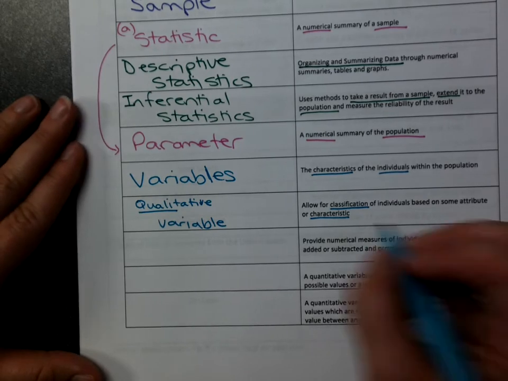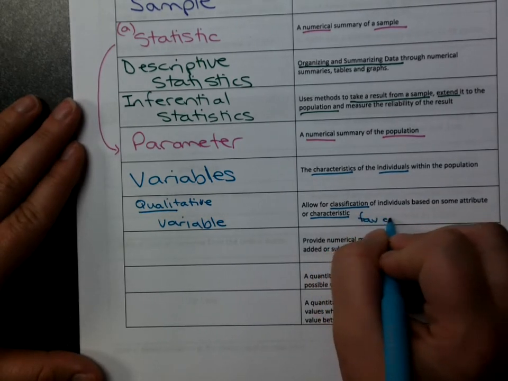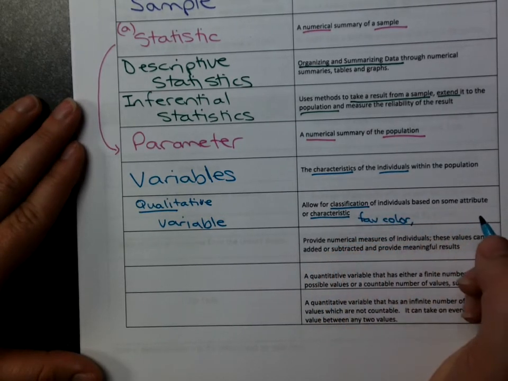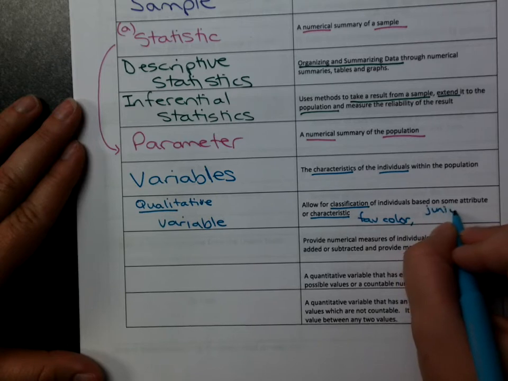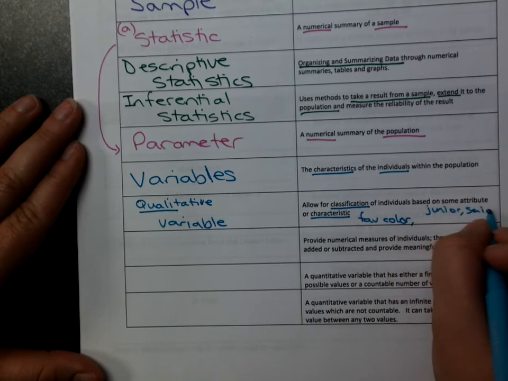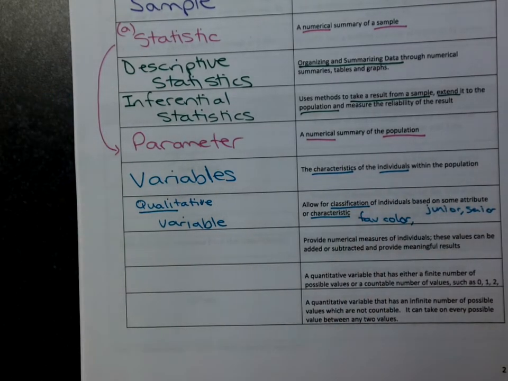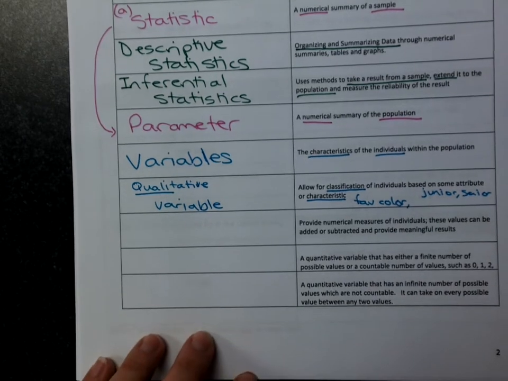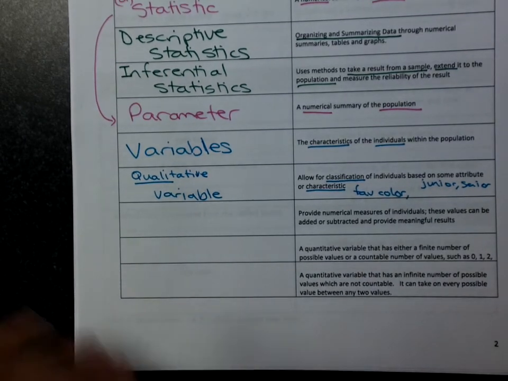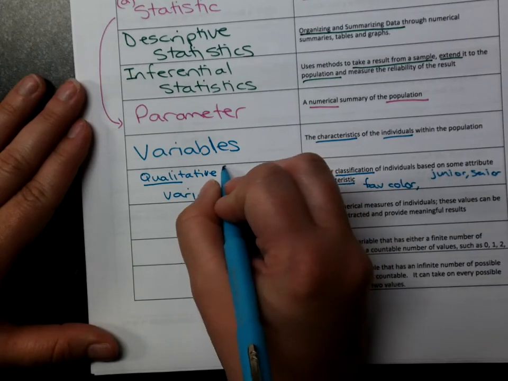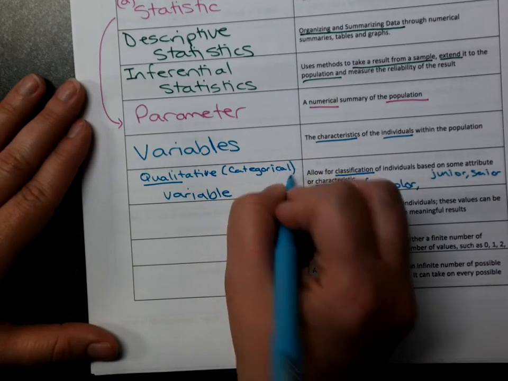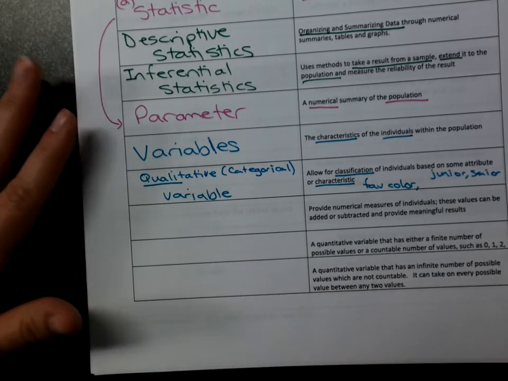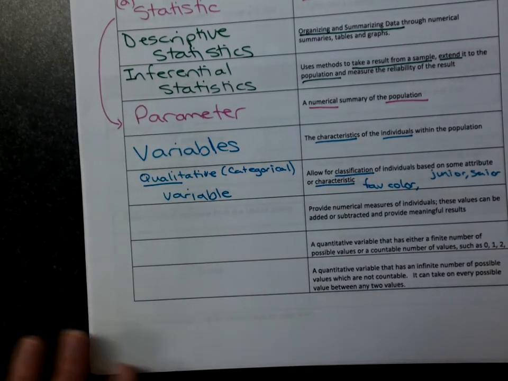So this could be favorite color. It could be rank, like junior, senior, sophomore, freshman sort of ranking. So it can be any sort of classification where you would put people in different categories. This is sometimes referred to as a categorical variable. You put people in different categories, or animals or objects in different categories.